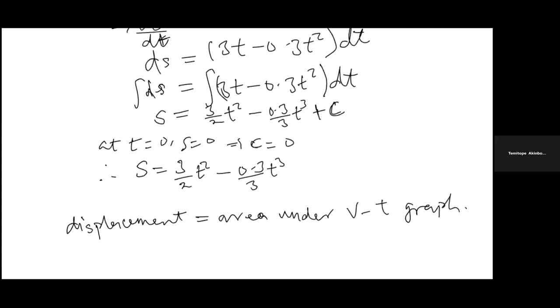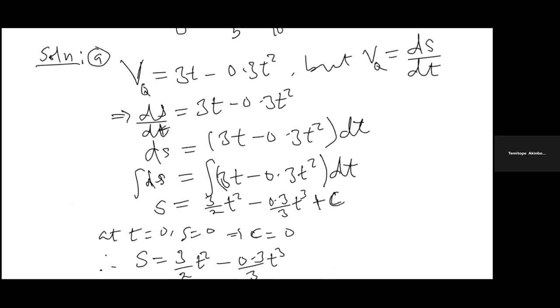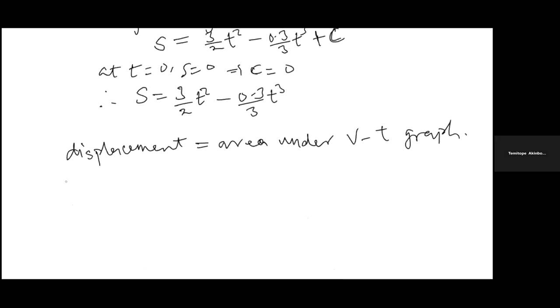Now, let me go back to the diagram. So this is the highest speed there, or this velocity, if you want to say. Let's call it V. So the area now, half base times height. Hope I'm communicating. Yes, sir. 3 over 2 t squared minus 0.3 over 3 t cubed equals half base.